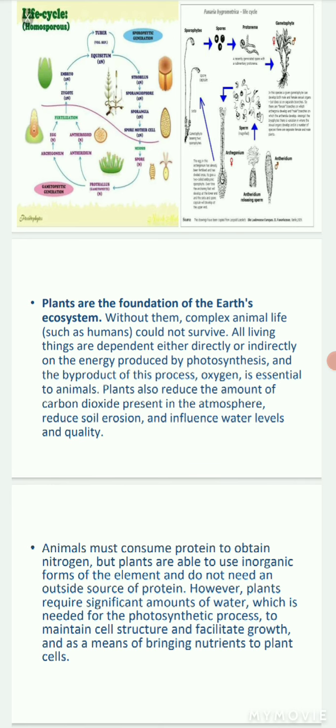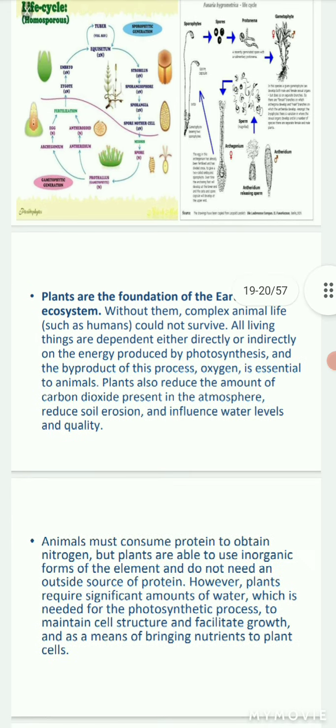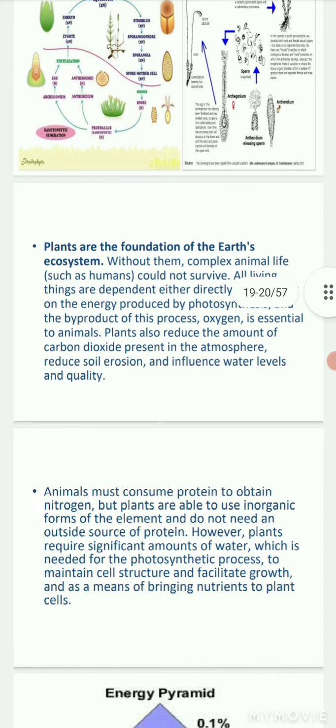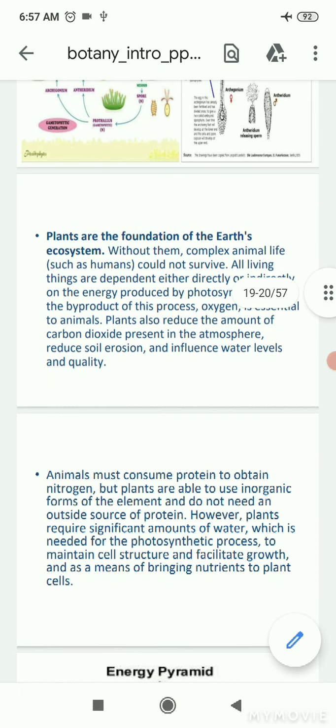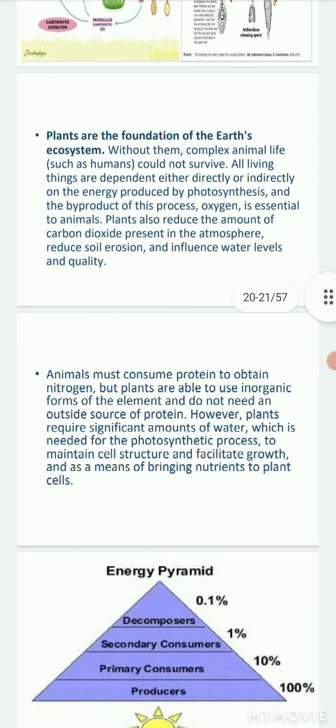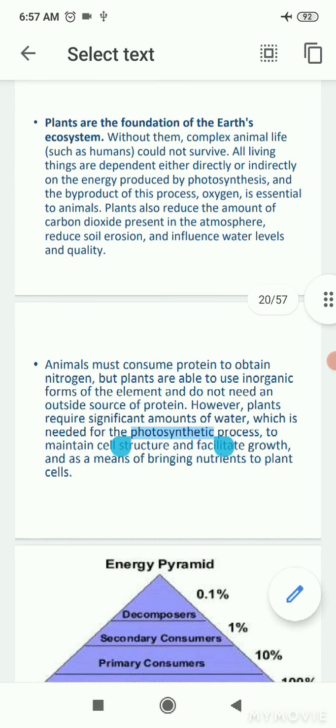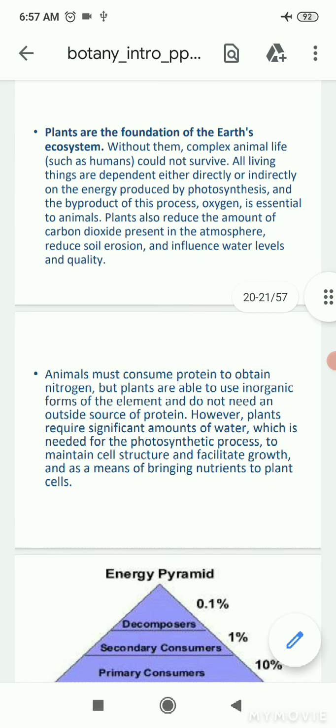So these plants which are present on planet earth are very important for human beings. This is all about plants, and in the next lecture we will learn how they fluctuate and how they influence the life of other animals.